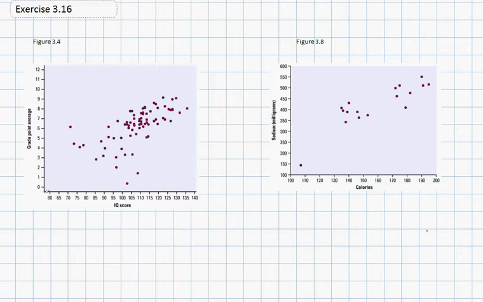Is the correlation R for the data in 3.4 near -1, clearly negative but not near -1, near 0, or clearly positive but not near 1, or near 1? So out of all of those situations, I would look here and I would say that it is clearly positive but not near 1.